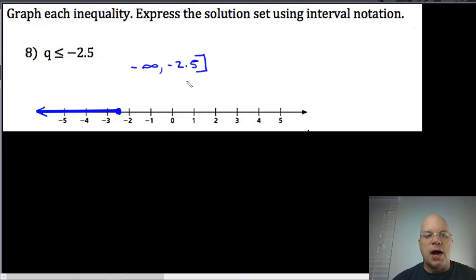We indicate that a number is included in the solution set with a bracket. We indicate that a number is not included with parentheses, and while this does go all the way to negative infinity, infinity and negative infinity always have parentheses because we can't really assign a number to them.